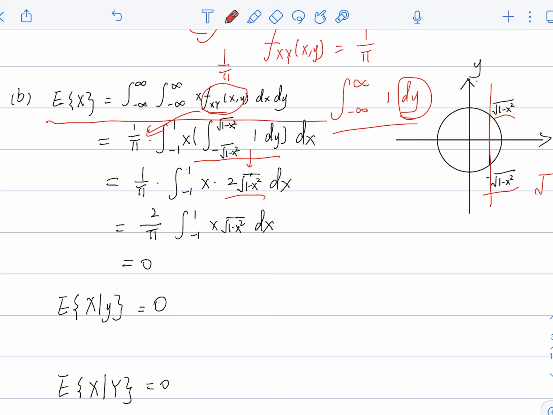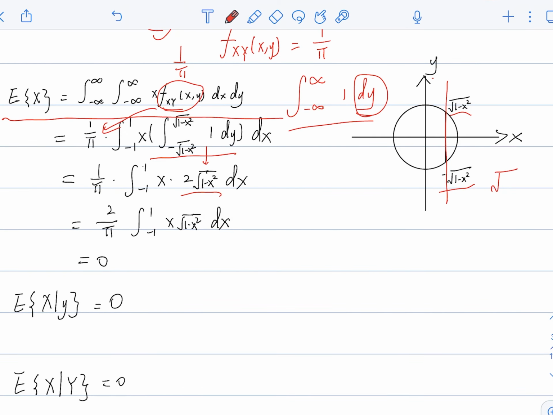Next, we find that the domain of x is from -1 to 1. So the integral of this is this. And because this is an odd function, the final result is equal to 0.